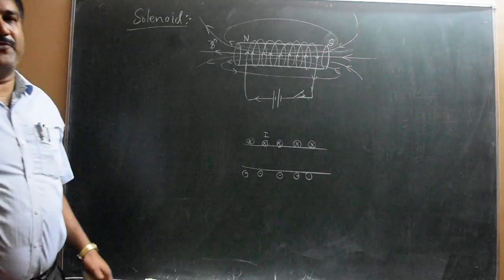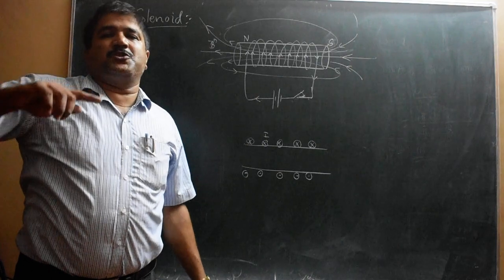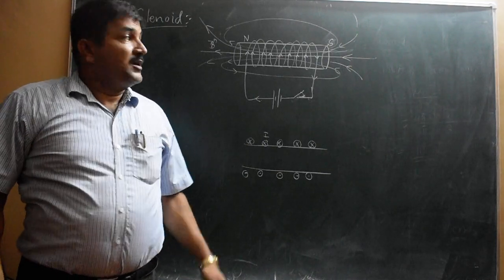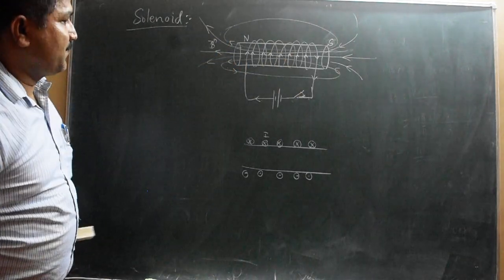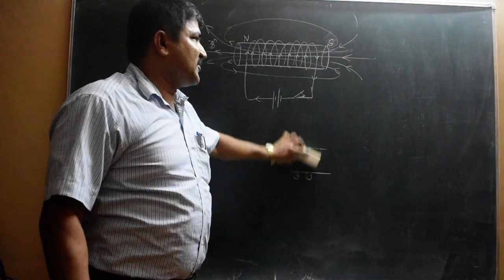Unlike electric field lines, which are only one-sided: positive charge to negative charge, or positive charge to infinity, infinity to negative charge. Whereas here, if you start from a point, you have to reach that point again in the case of magnetic field lines. Okay, so this is the diagram for the solenoid.